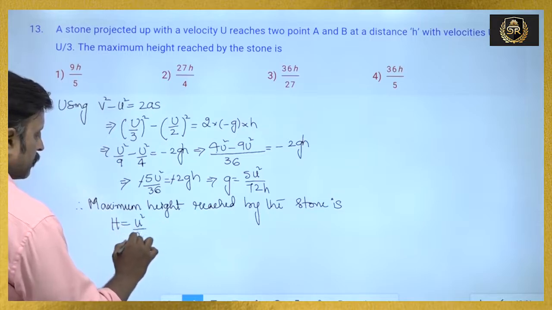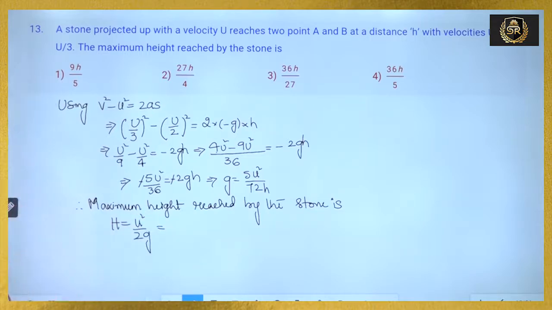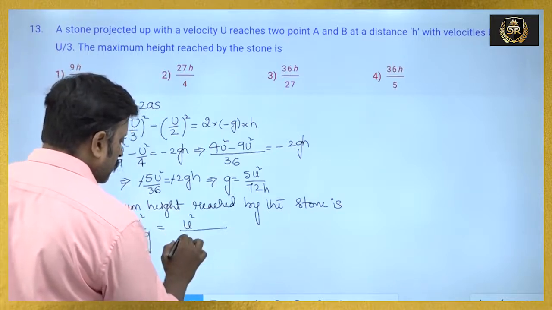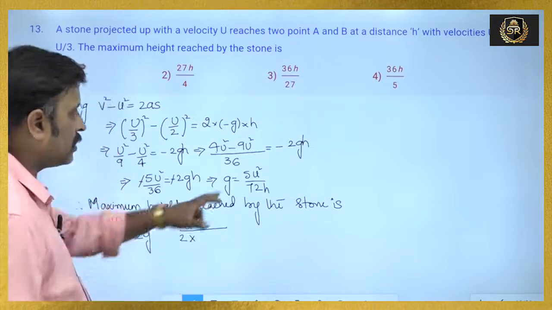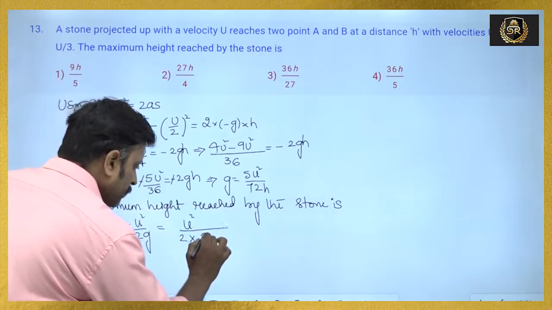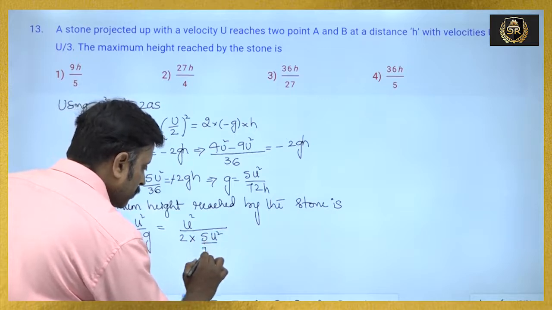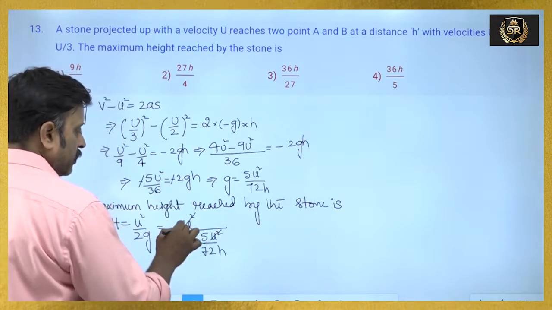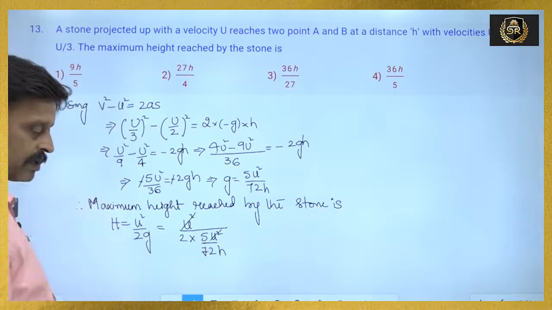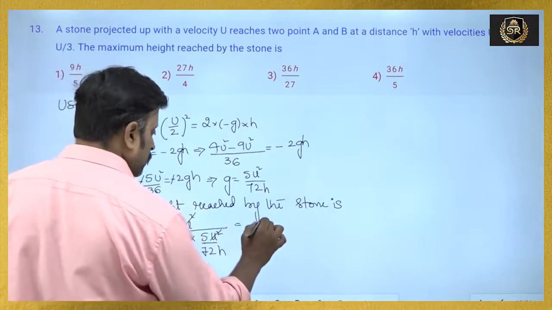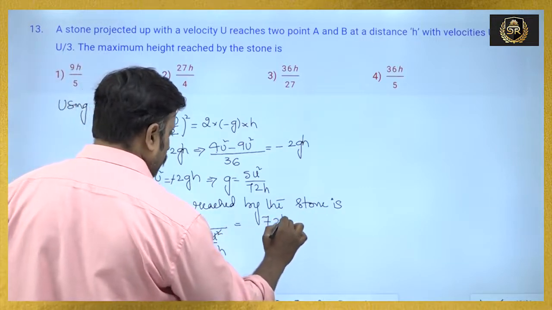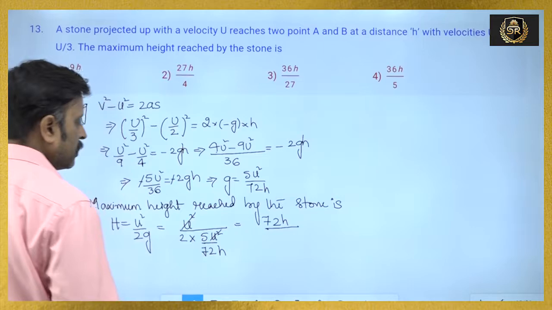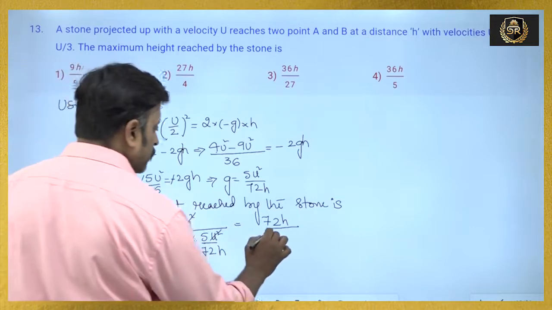h is equal to u square by 2g. Substitute the values. u square by 2 into, in place of g I am writing this one, 5u square by 72h. u square you can cancel here. This 72h will move to numerator, it becomes 36. See, 72h by 2 into 5.